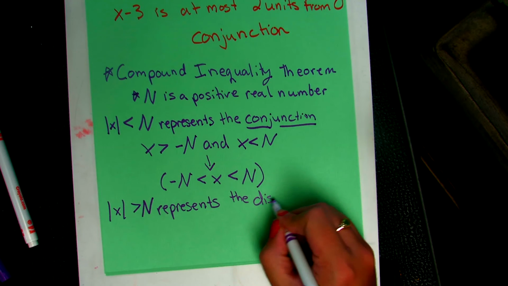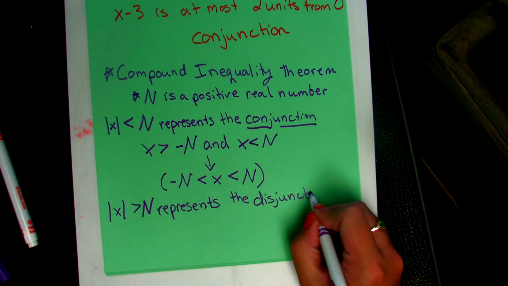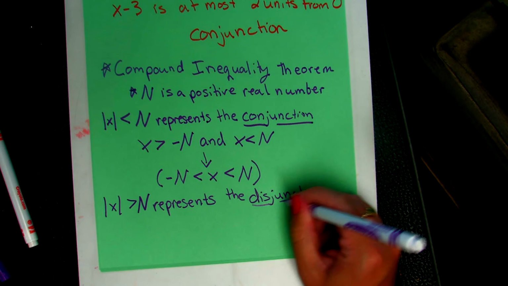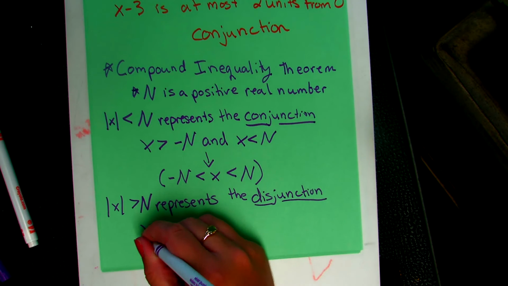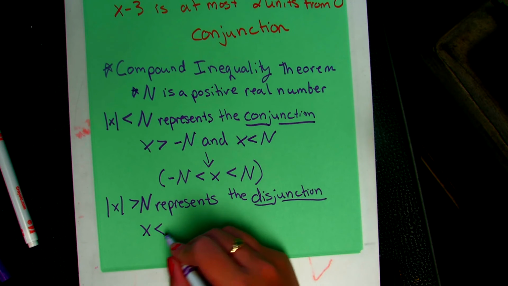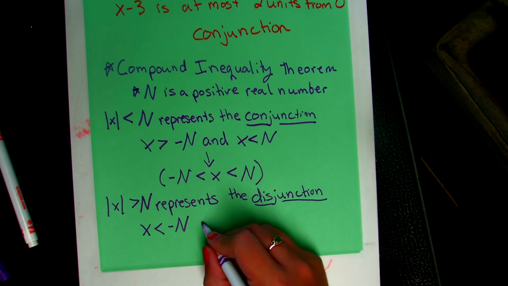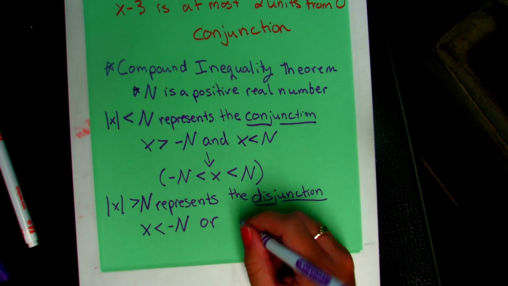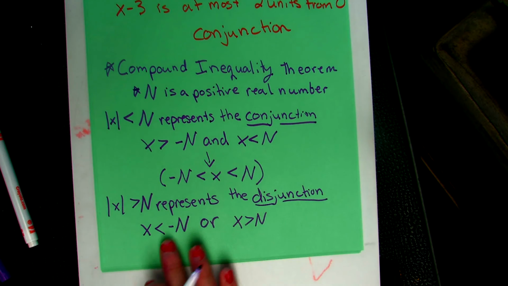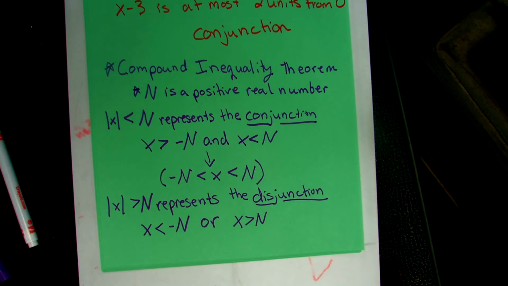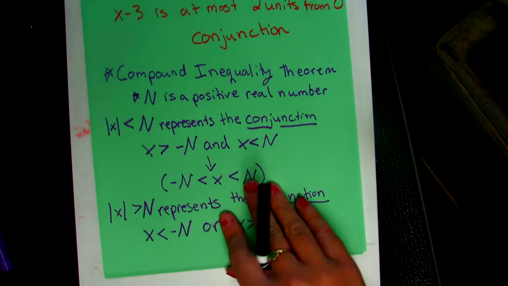So remember, the disjunction is the or, because it can't be in two places at once. So when we have the disjunction, we have that x is less than the opposite of n, or, because it's a disjunction, x is greater than n. Notice the differences between the conjunction and the disjunction, and you can use your theorem to identify, is it a conjunction or a disjunction. Alright, let's do some more examples on solving.